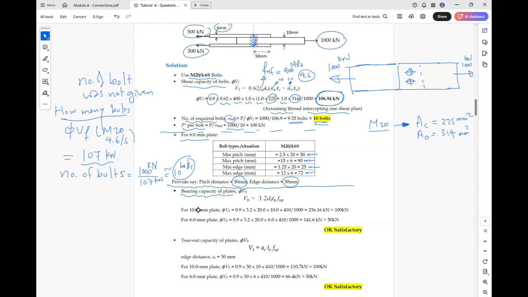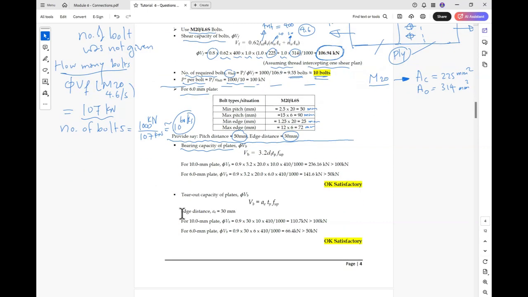Do you have any idea? Is it just shear? Yeah, that's shear. So these bolts are only under shear. That's why for the bolts themselves, we check the shear and find the number of bolts. But then we need to check the plate connected to this connection. So we need to check these two criteria, the bearing capacity and the tear out capacity.